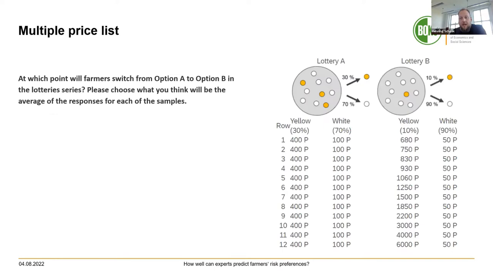And on the right-hand side, you see the multiple price list, which was also used in the original study. And we asked at which points farmers will switch from option A to option B in the lottery series. Please choose what you think would be the average of the responses for each of the samples. And then the experts we surveyed could choose that.